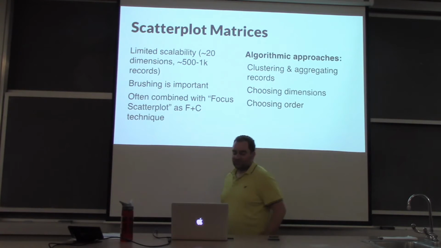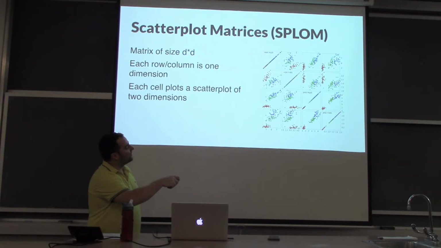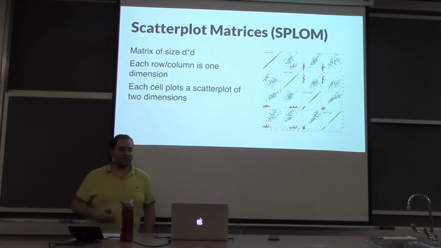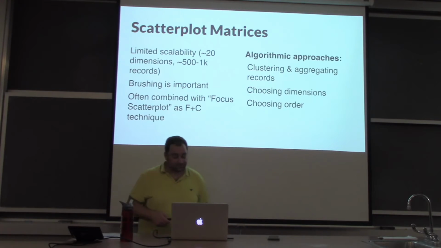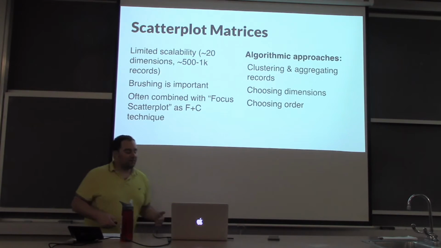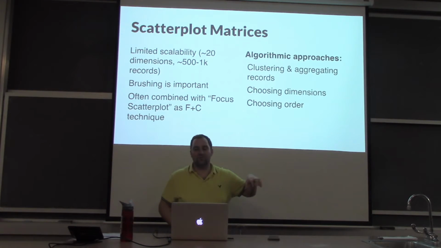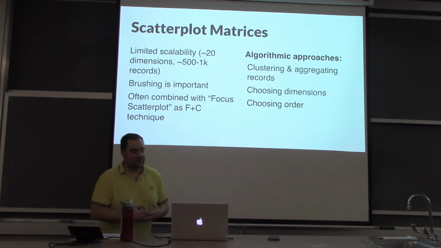Brushing is critically important because, if I didn't have this color coding, I wouldn't know which of these elements here correspond to the elements here. There is no explicit relationship of these items between the different plots. It's very often combined with a focus scatter plot, so that I can pick one of those scatter plots from a larger matrix and then look at this one in detail.